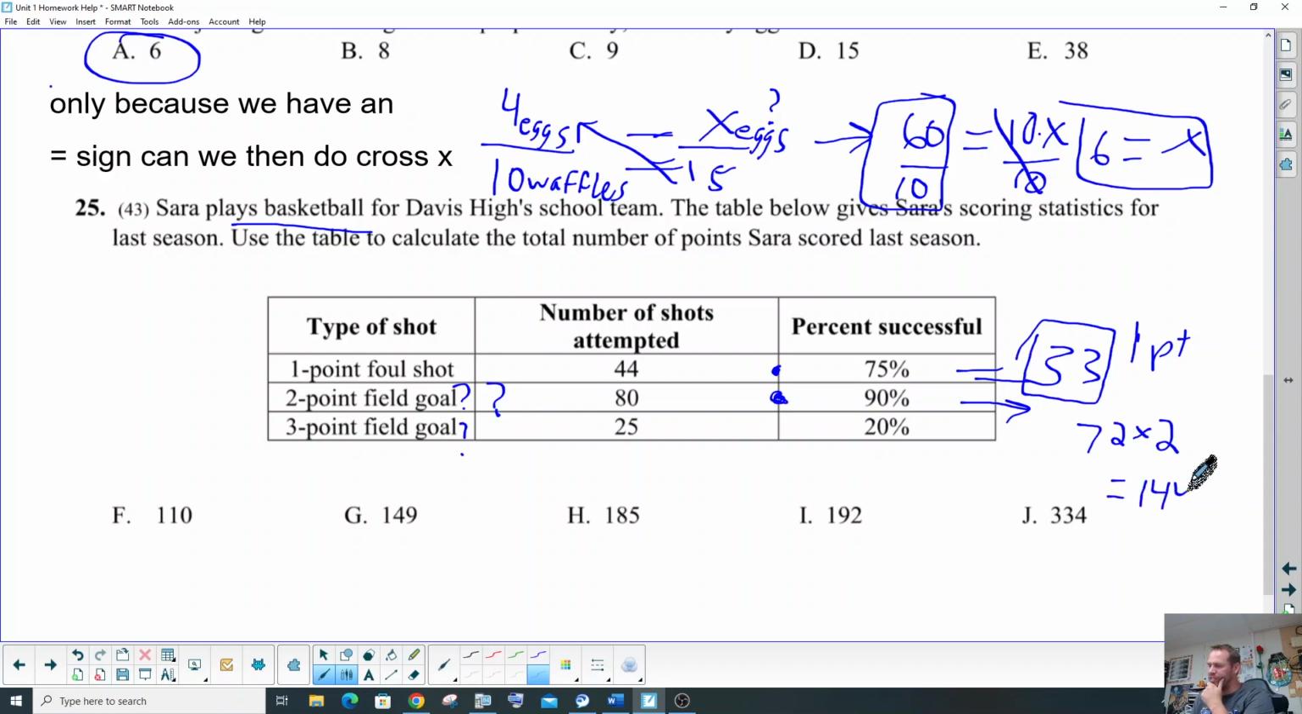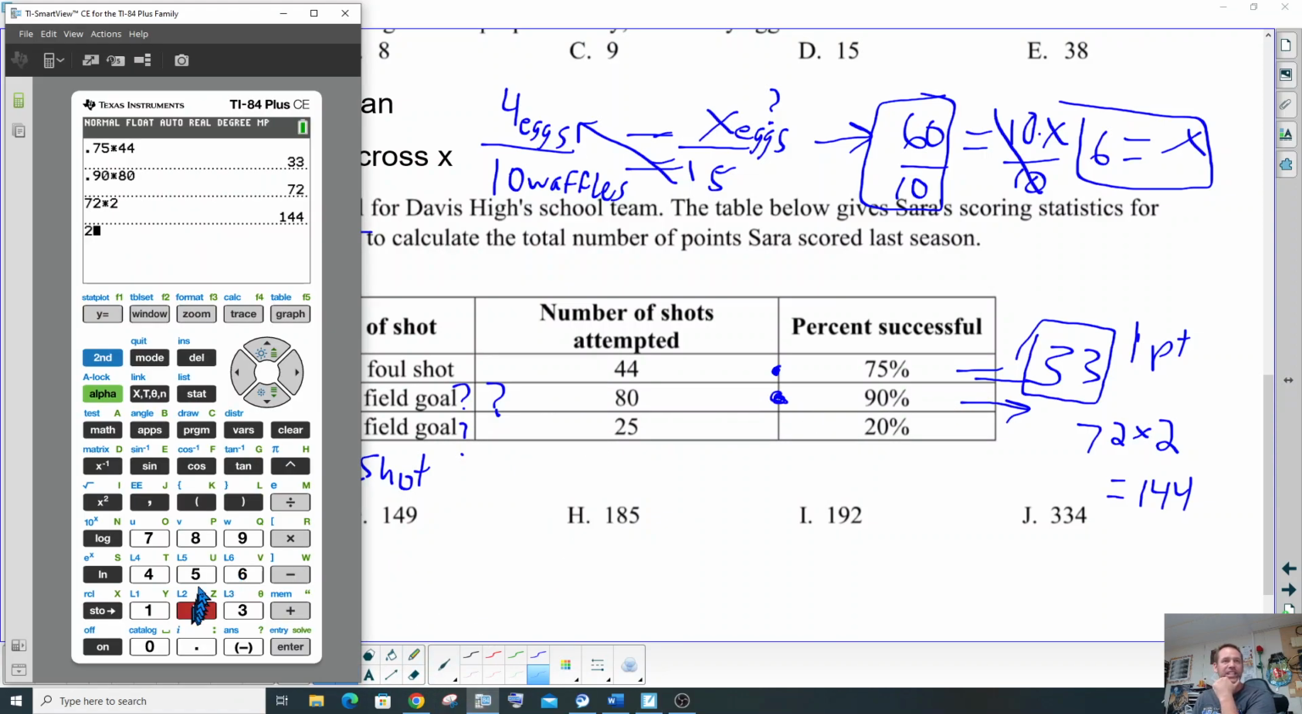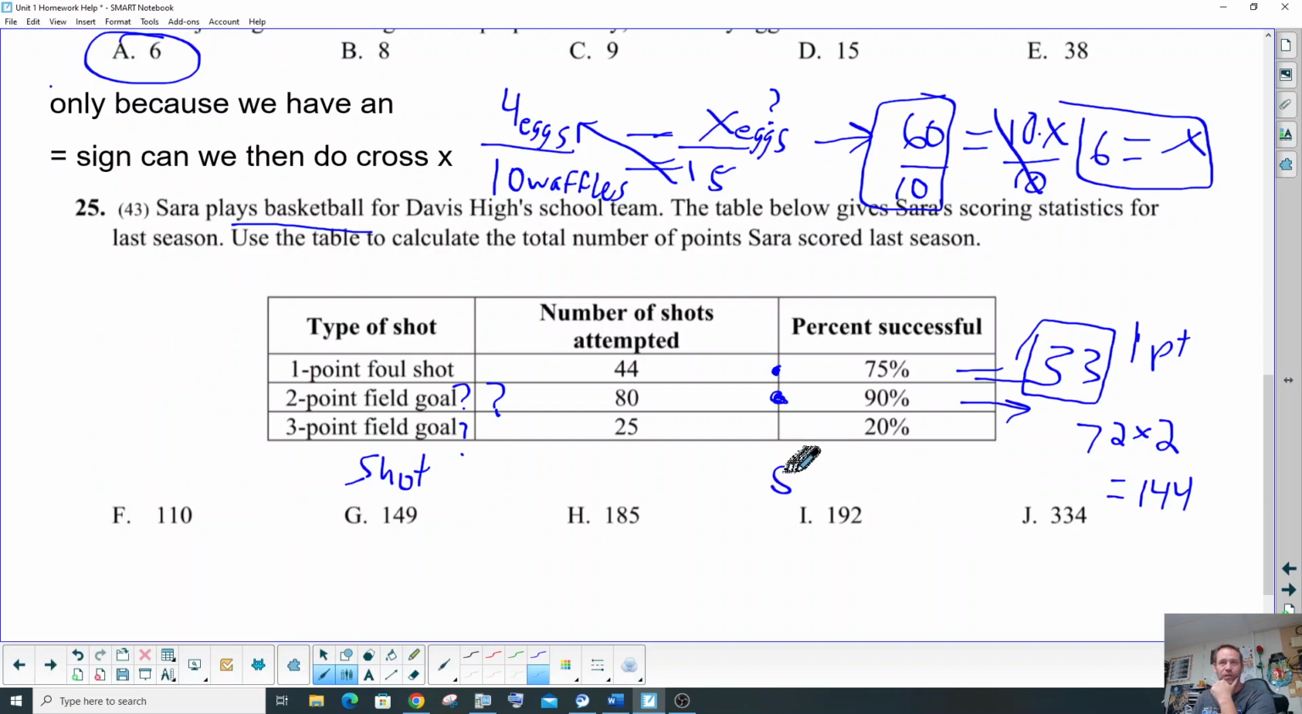That's 144 points. And then we had 3-point basketball shots. And so then she had 20% of 25 of them. Not very good. That's okay. So 25 shots attempted, and she's going to multiply that by 20%. And so she actually only got 5 of those 3-pointers. And so 5 times 3 is 15. And so we have 144 plus 33 plus 15.